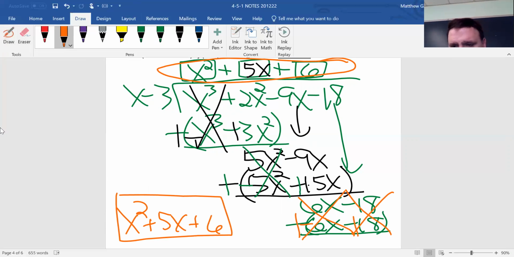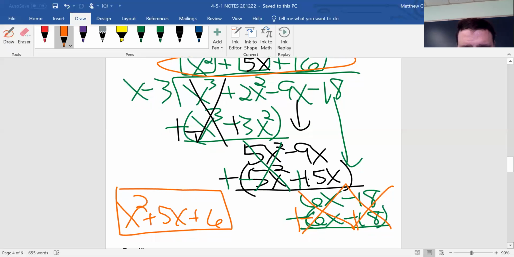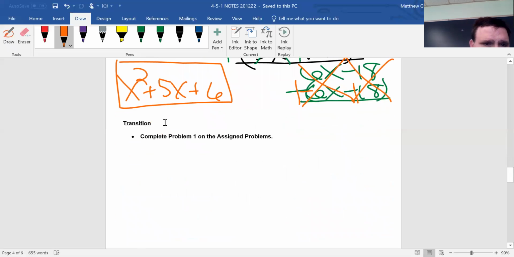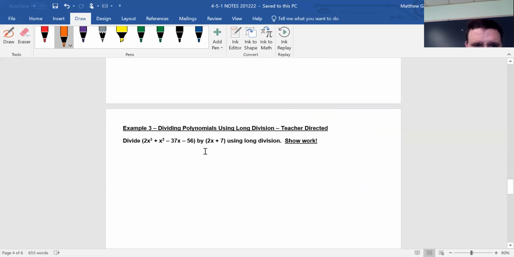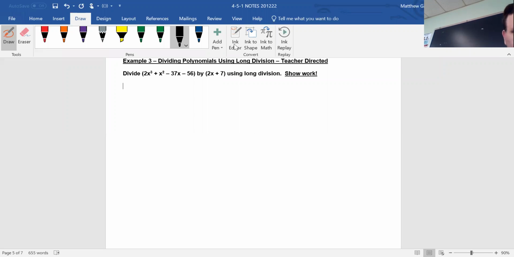Now, in example 3, we'll be back to go through this. In a classroom setting, after we get through the first 2 examples, I would like you to complete problem 1 and the assigned problems. And then in examples 3 and 4, your divisors are going to be binomials, but the leading coefficient is going to be greater than 1. So I'll be back to go over that. Example 3 on this quiz.